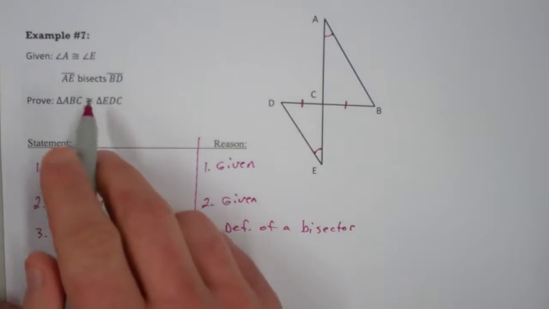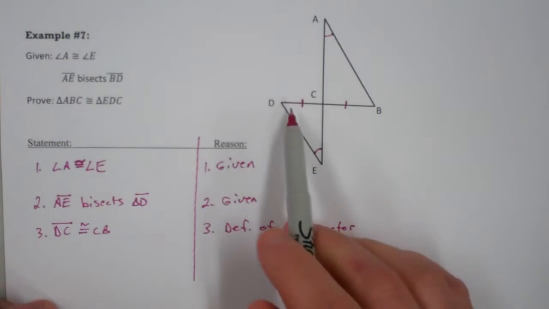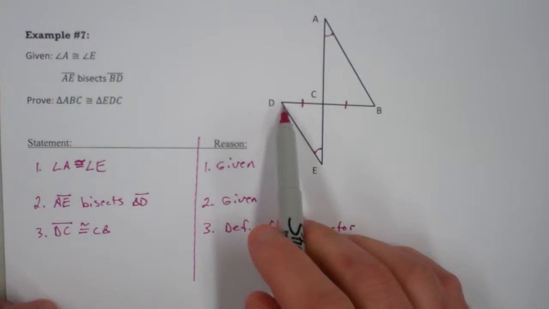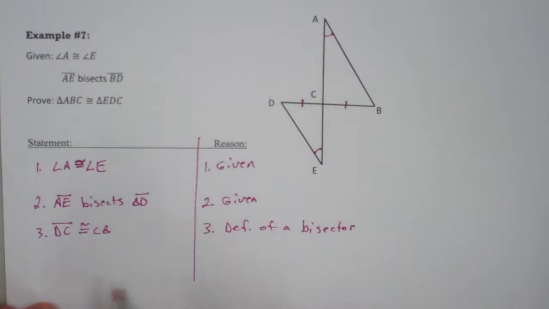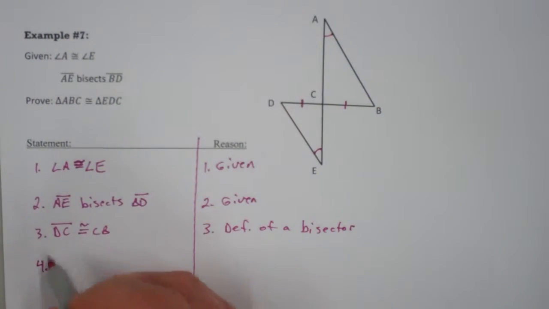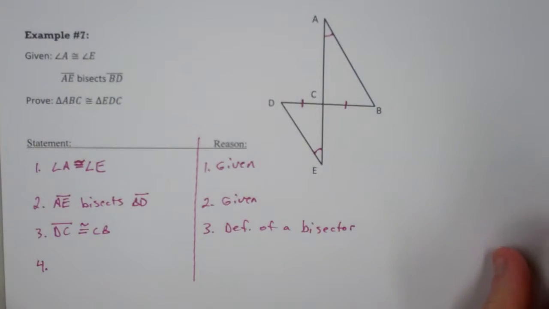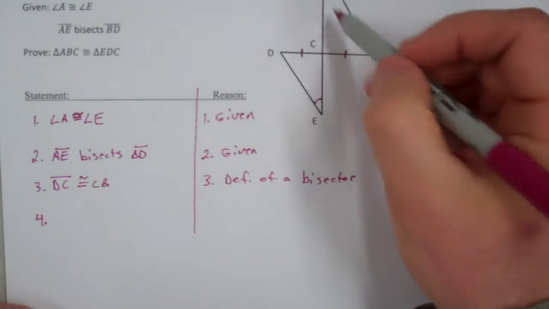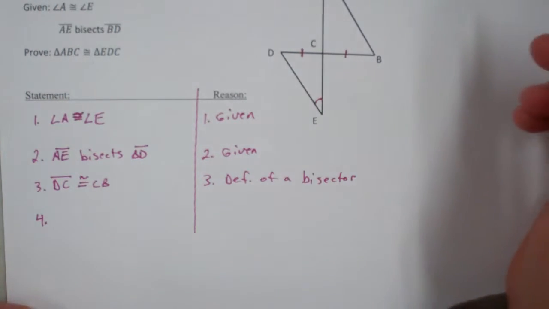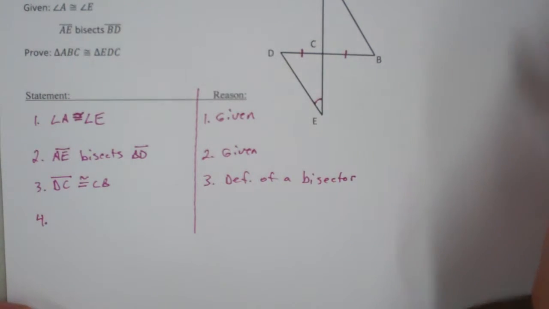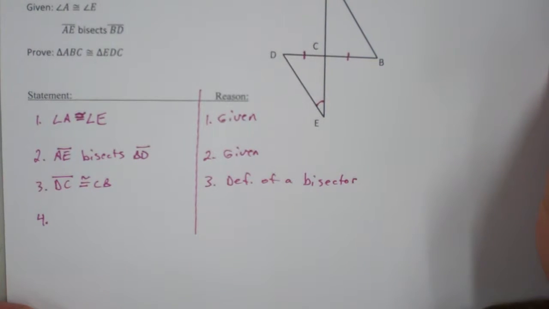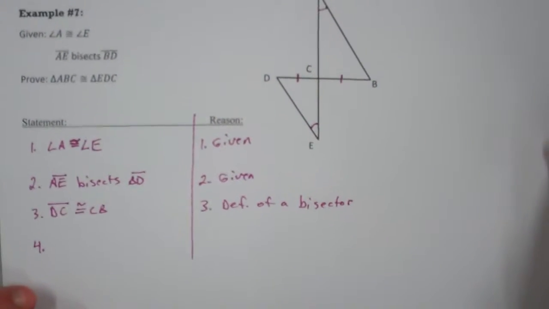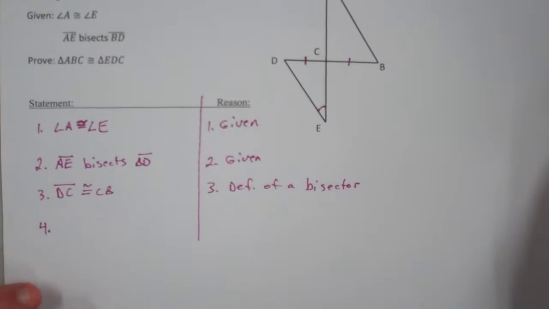So the definition of a bisector is that it splits or breaks apart either an angle or a line segment into two congruent pieces. We're asked to prove that these triangles are congruent, but I don't know if we can do that just quite yet. Notice how we just have an angle and a side and an angle and a side. That's not enough to prove that two triangles are congruent, as you can see here on the diagram.